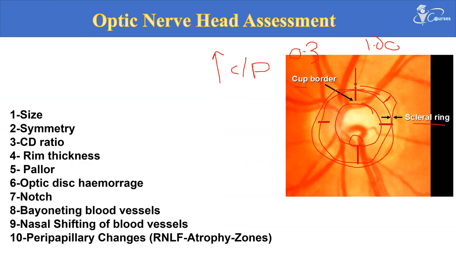Okay, so this neuroretinal rim differs in thickness in the inferior optic disc compared to the superior, the nasal, and the temporal. It follows what's called the ISNT rule. The ISNT rule is that the inferior rim is thicker than the superior, thicker than the nasal, thicker than the temporal. So the thinnest will be the temporal, and the thickest will be the inferior.